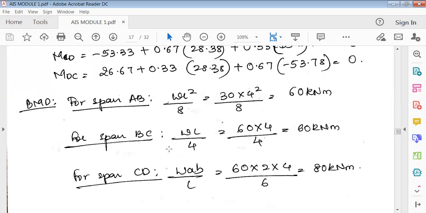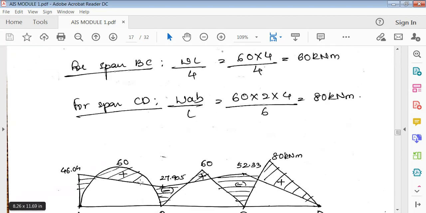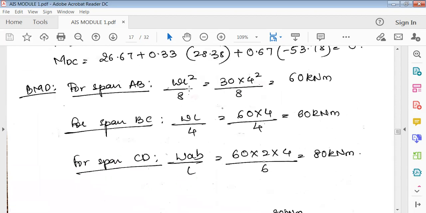So for spans AB, BC, CD, we'll first draw the bending moment. Span AB is a UDL. The UDL formula is WL square by 8. Substitute the values, so this is 60.